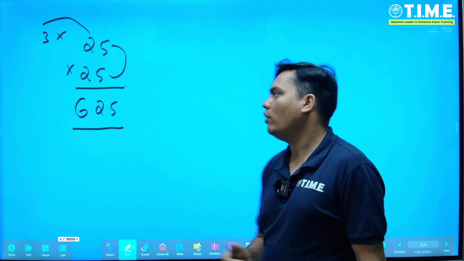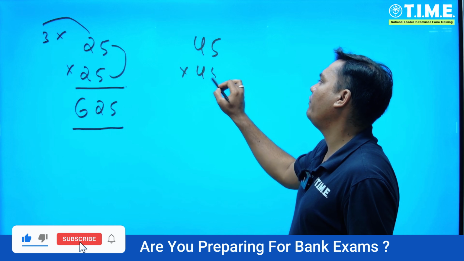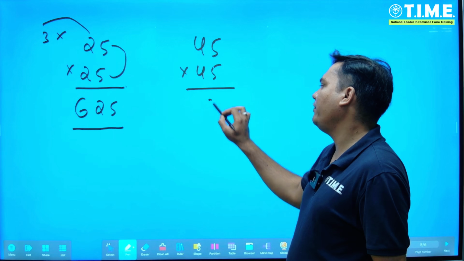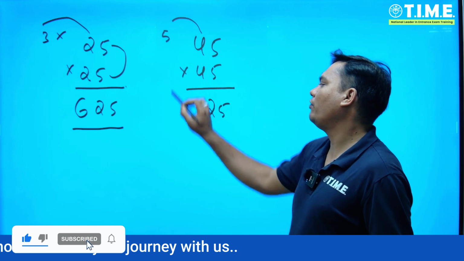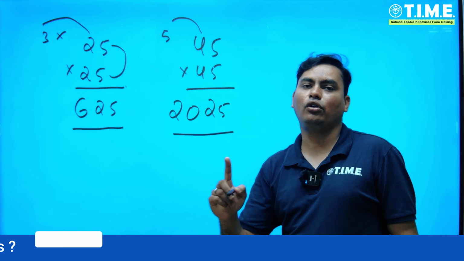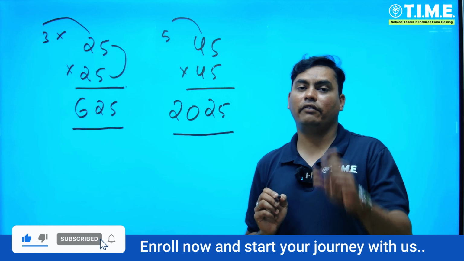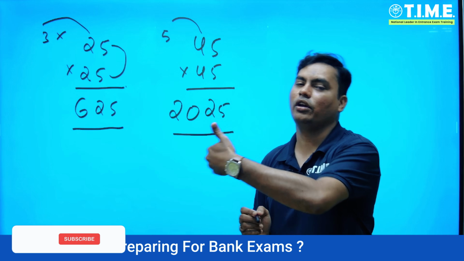Got it? Now, if I ask you 45 square, it is nothing but 45 into 45. So 5 5s are how much? 25. Then 4 into the next term. 4 5s are how much? 20. So my answer will be how much here? 2025. Got it, everyone? What is Vedic mathematics telling you? Whenever the addition of the unit digits is 10 and the other numbers are same, you can follow this method.